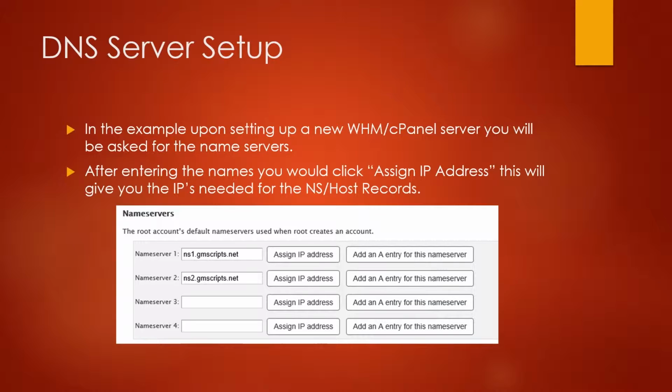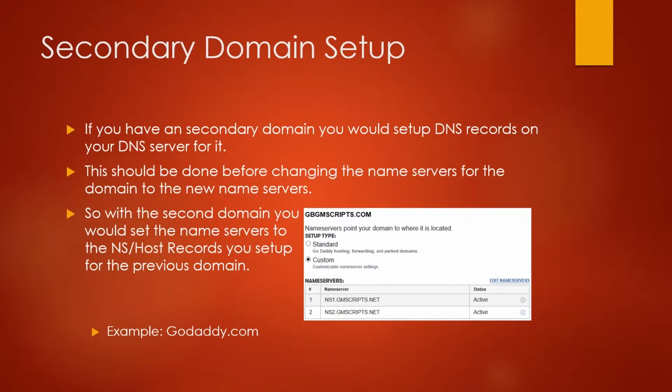So upon assigning IPs, you'll get your IPs. So you'll go back to the GoDaddy panel in my case, and set in those IPs for those name servers. They have to be all done at once, so beware of that. And then from there, if you have a secondary domain, this makes it much quicker and simpler now. Since I already had my NS record or host records set up, I just have to go to the new domain. So in this case, it'll be gbgmscripts.com. Upon going there, I'm going to change the name servers. I don't have to set in an NS record or host record.